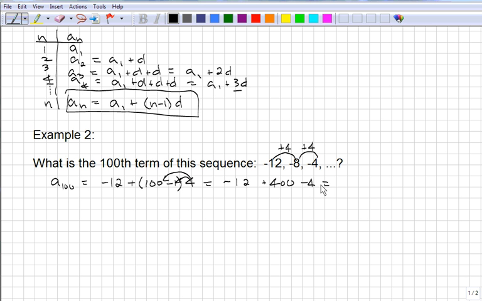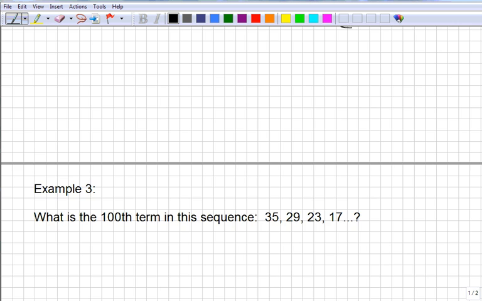So if I do that, then I should get 384, right? 396 minus 12. Okay, so 384. So that's our answer. Okay? Pretty slick, huh? Alright, let's do one more example.